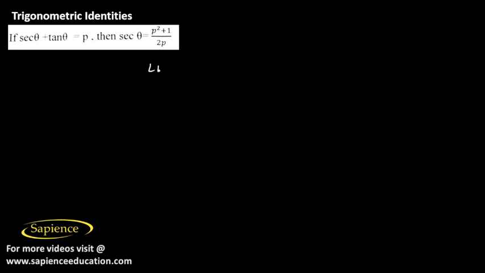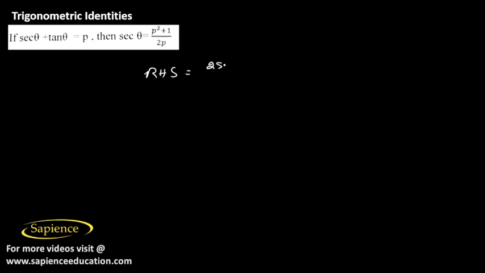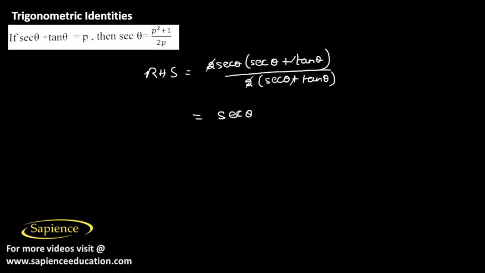Now we are simplifying the right hand side. The right hand side has become like this, and from the numerator we can take 2 secant theta common outside: 2 secant theta into (secant theta plus tan theta), divided by 2 into (secant theta plus tan theta). Now in the numerator and denominator we can cancel the 2. We can also cancel secant theta plus tan theta. We will get RHS is equal to secant theta, which is also our left hand side.